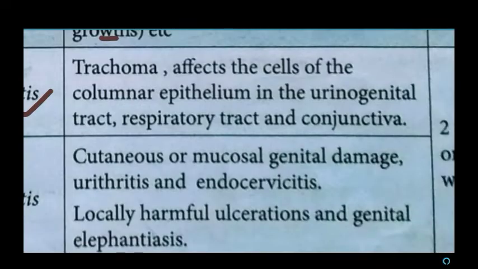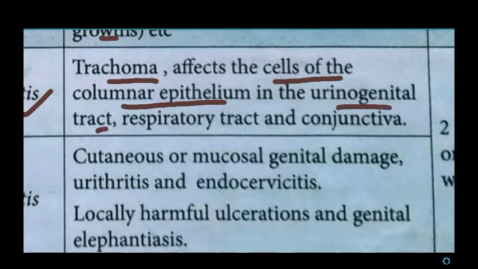The symptom of Chlamydia trachomatis is trachoma. So what do you mean by trachoma? Trachoma is nothing but the bacterial infection that affects the eyes. And also it affects the cells of columnar epithelium in the urinogenital tract, respiratory tract and conjunctiva.